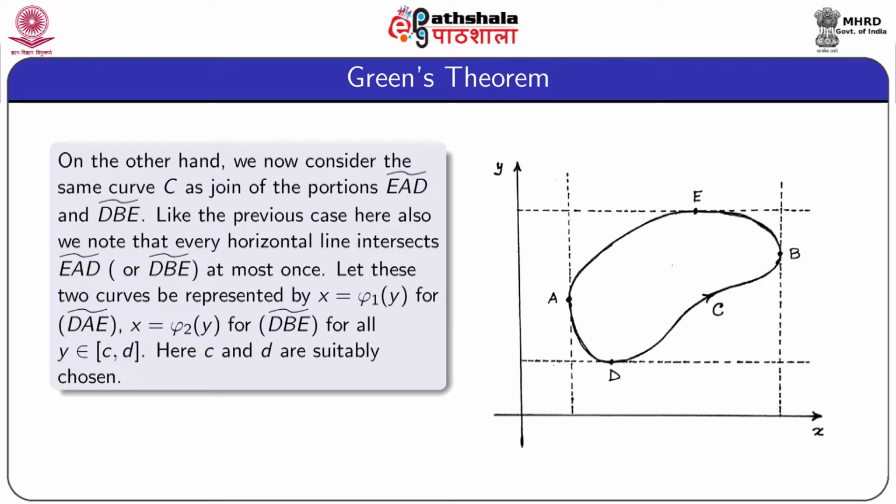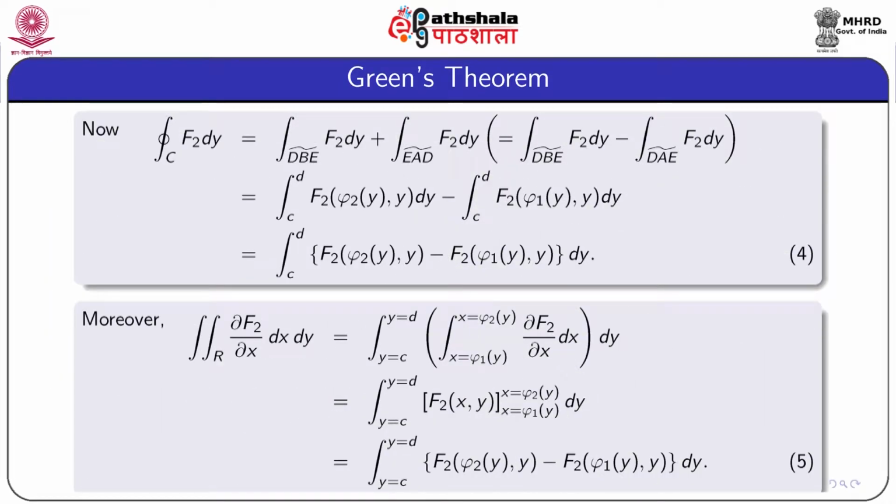On the other hand, we can consider the same curve C as the join of the portions EAD and curve DBE. Like the previous case, here also we note that every horizontal line intersects curve EAD or curve DBE at most once. Let these two curves be represented by the equations x equal to phi 1(y) for curve DAE and x equal to phi 2(y) for curve DBE for every y in the bounded closed interval with endpoints c and d. Here c and d are suitably chosen.